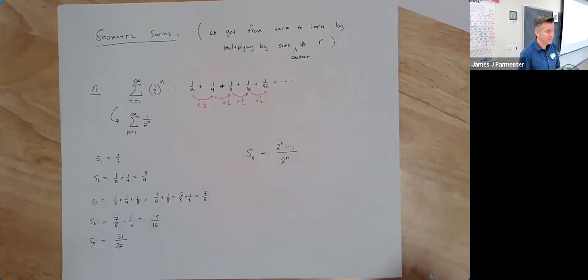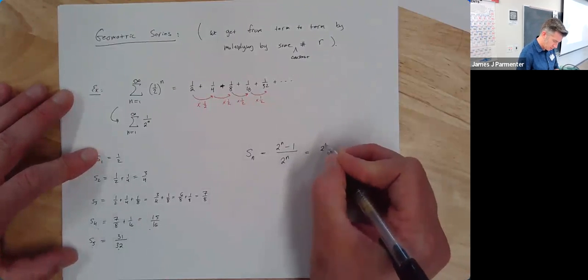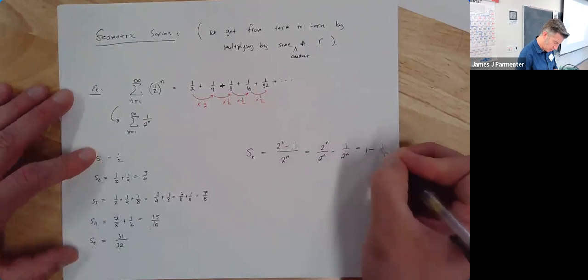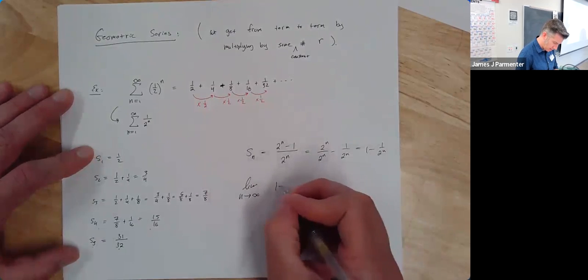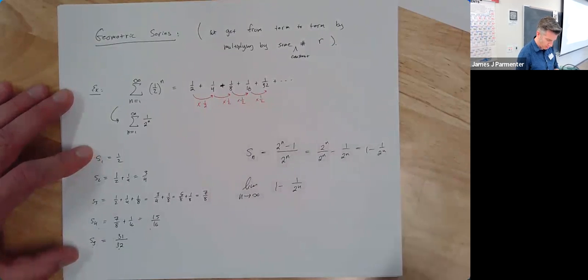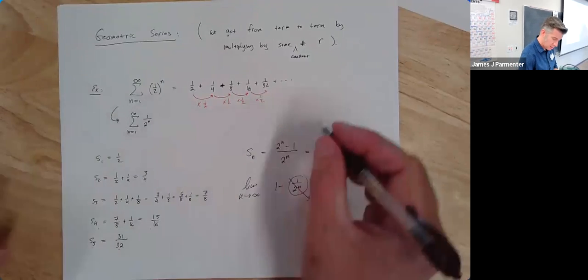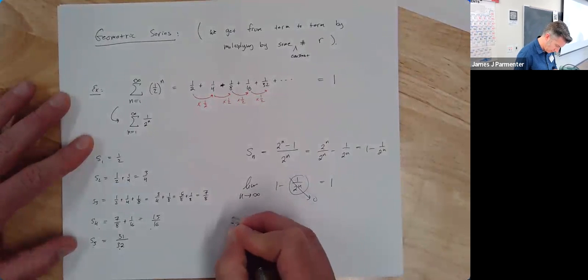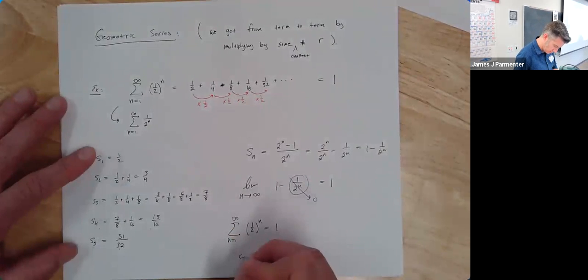And instead of trying to take the limit of this and having to use something like L'Hopital's rule, let's be smarter and write this as 2 to the n over 2 to the n minus 1 over 2 to the n. It's really just 1 minus 1 over 2 to the n. So if you take the limit as n goes to infinity of 1 minus 1 over 2 to the n, well, clearly 1 over 2 to the n is going to get really, really small. You're just going to get 1. So this series converges to 1. The sum from n equals 1 to infinity of 1/2 to the n equals 1, or converges to 1.